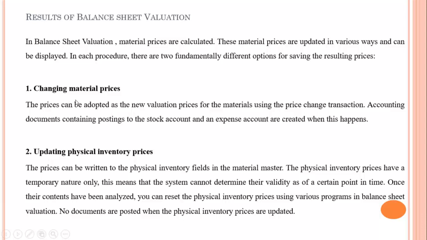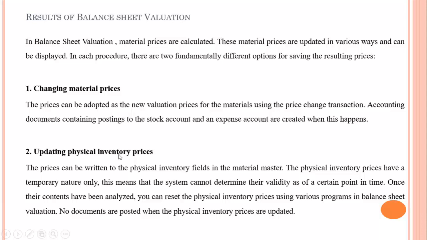Now, how the change of material price can be done? The prices can be adopted as a new valuation prices for the material using the price change transaction. That means using the three techniques of balance sheet valuation, we can assign the new price to the material. Accounting documents containing posting to the stock account and an expense account are created when this happens.